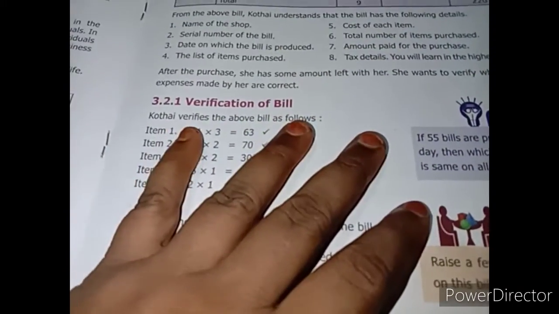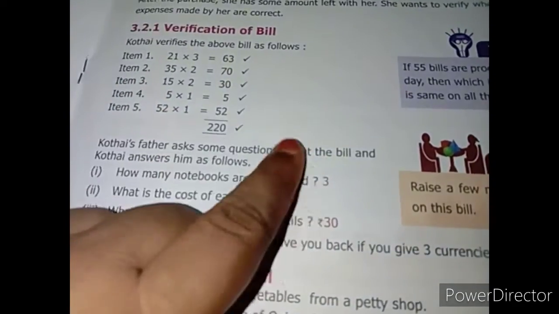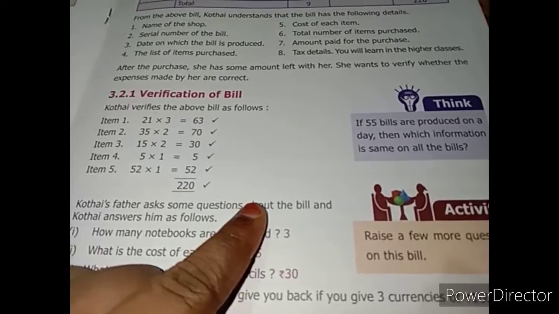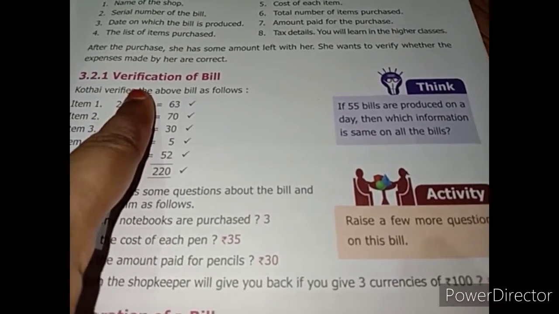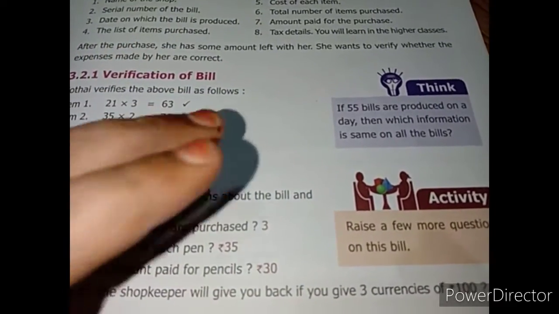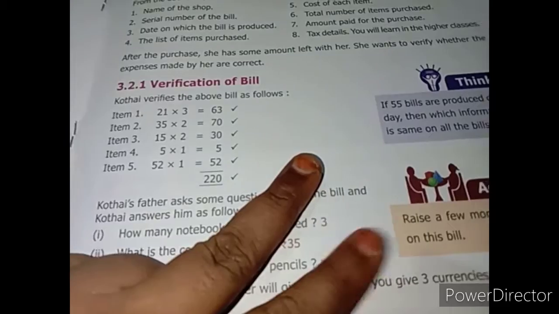Next, verification of bill. What is meant by verification? Verification is nothing but checking. Verification is nothing but checking the bill. If you go to big shops, like a shopping complex or a supermarket, when you go there, 2 persons will be provided.